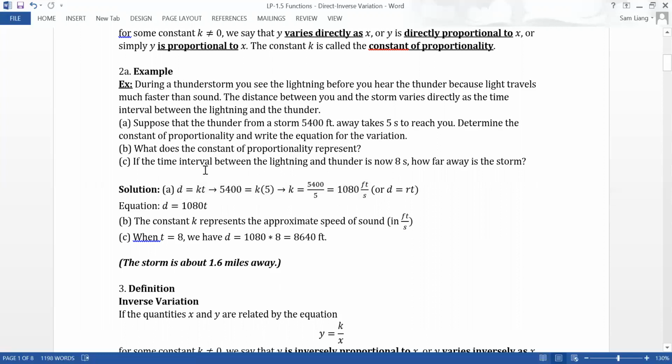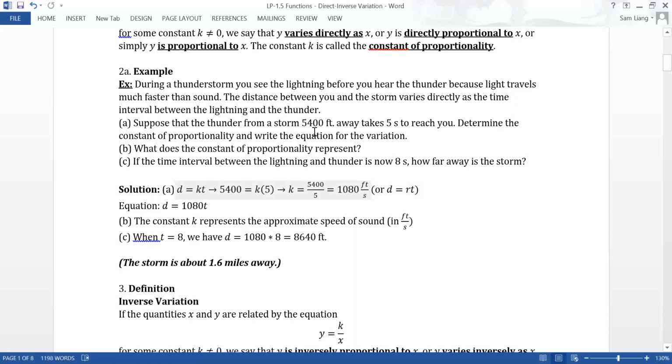y equals kx is the general format that we saw in the slide just now, but since we're talking about distance and time, we'll use d equals kt, right, d for distance, t equals time, and then k is the constant of proportionality. So this might seem familiar, right? It's d equals rt basically, distance equals rate times time. Except this time we're calling the constant of proportionality k. We're using that letter instead of r.